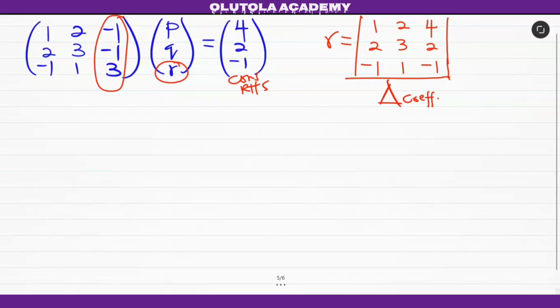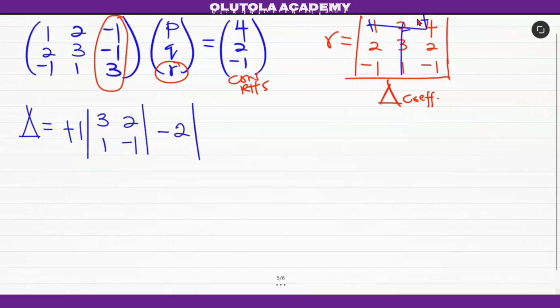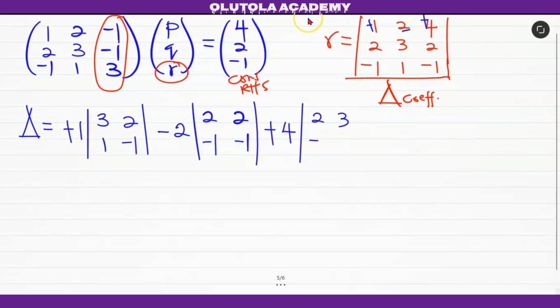So as I did earlier, I'm going to put my sign convention. Then the determinant will be equal to positive 1 times 1, 3, 2, 1, negative 1. Then I have negative 2. I close this up, I will have 2, 2, negative 1, negative 1. Then the third one now, I have positive 4. I'll close here up, I will have 2, 3, negative 1, 1.